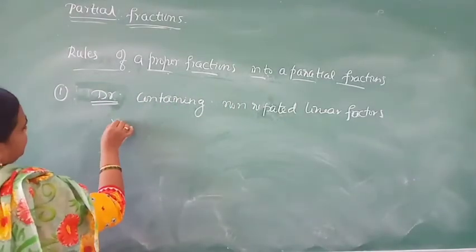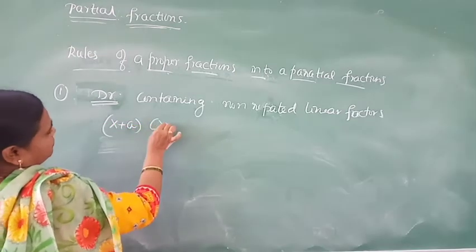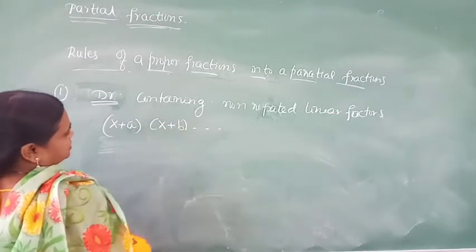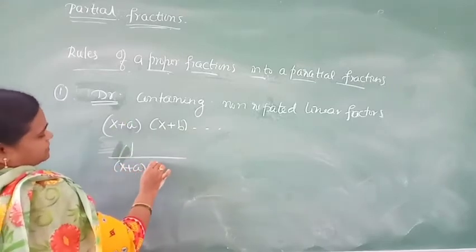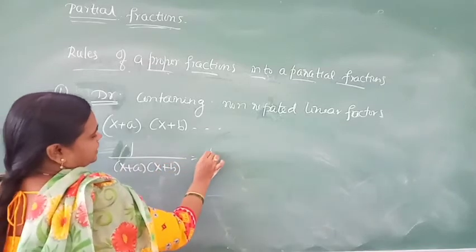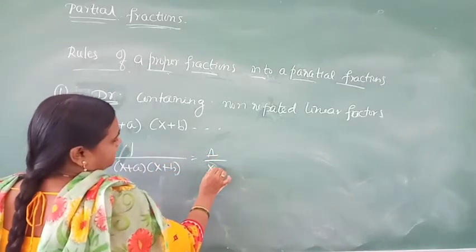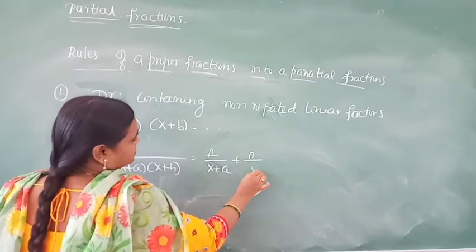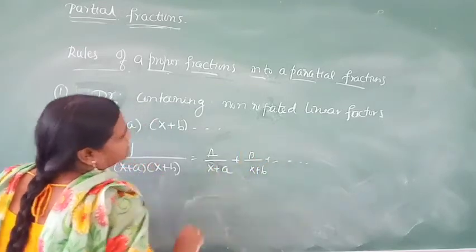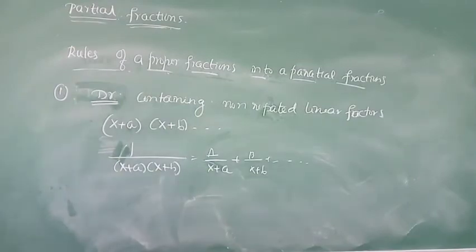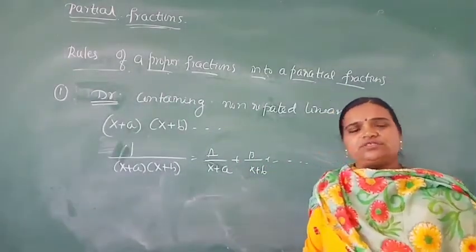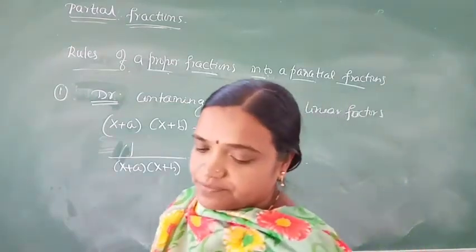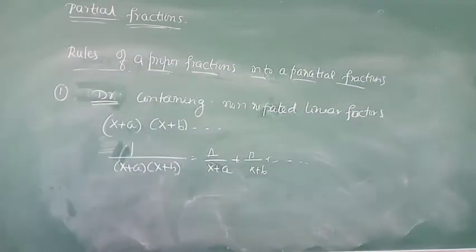And the non-repeated linear factors, if they are in the form of (x plus a), (x plus b) and so on, in that case we can write 1 divided by (x plus a)(x plus b) as A by (x plus a) plus B by (x plus b) and so on. Okay. If non-repeated linear factors, if 2 linear factors are there, we take 2 constants, 3 constants, 4. Okay. Next.